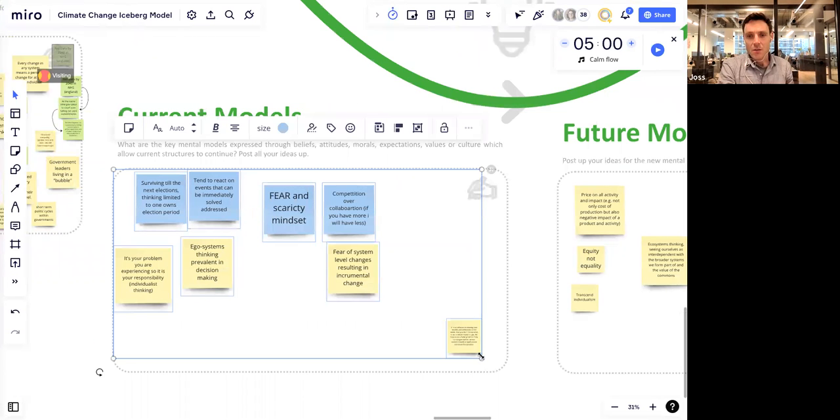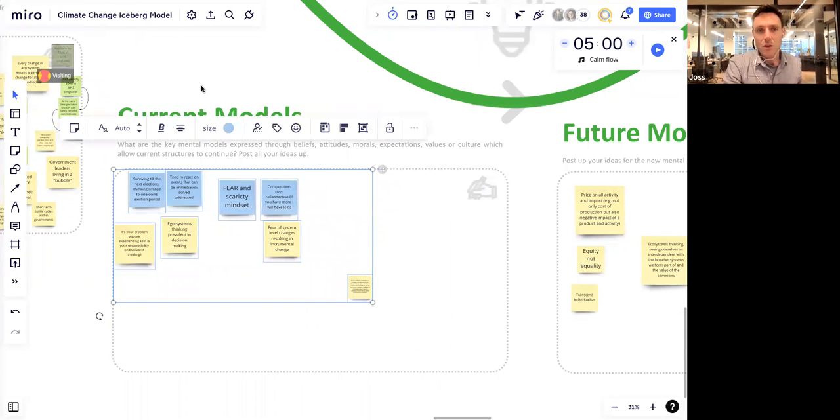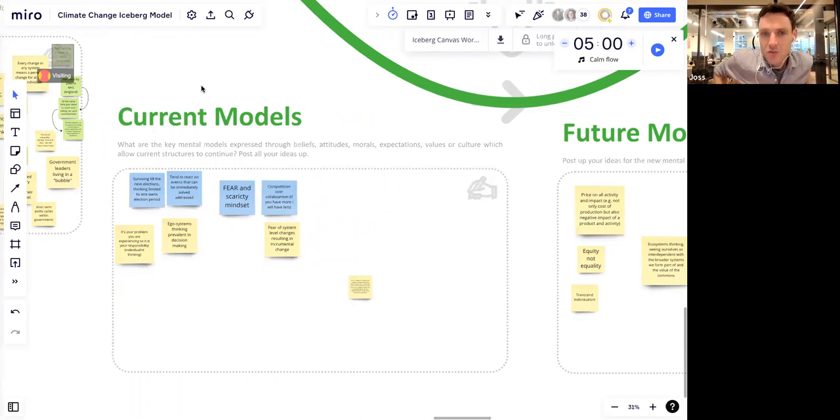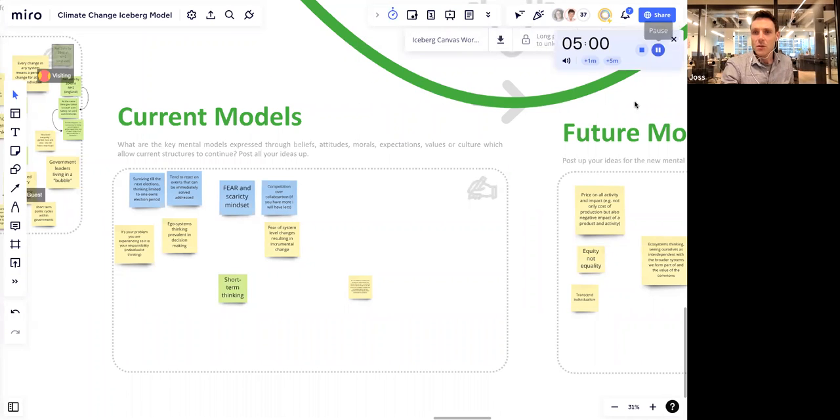So current models, please join me here. What are the key mental models expressed through beliefs, attitudes, morals, expectations, values, or culture, which allow our current structures to continue? And this is also about values too. What are foundational values in this system that create our way of looking at the world and what we value? So, yep, we'll take 5 minutes to do this. Any questions, post them in the chat.